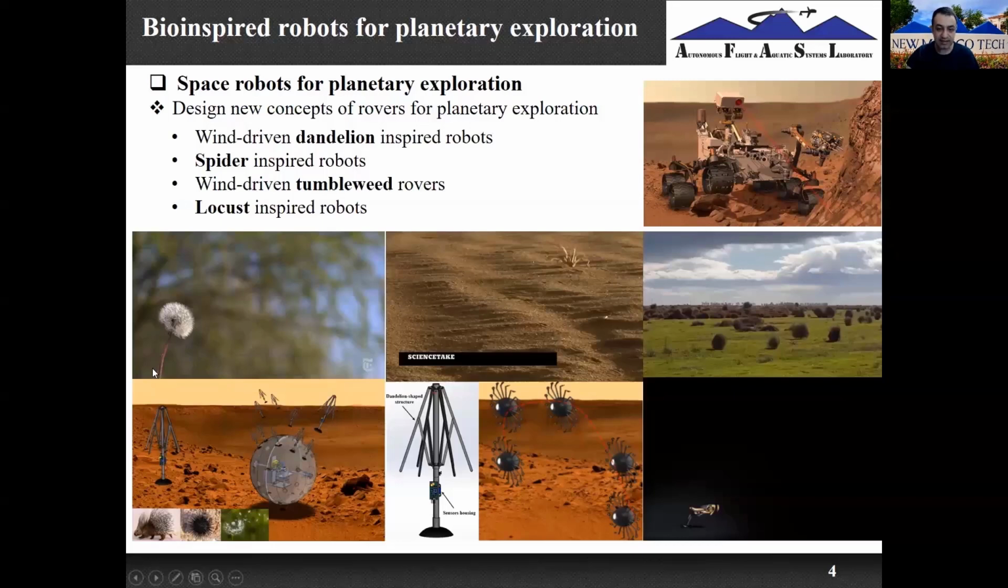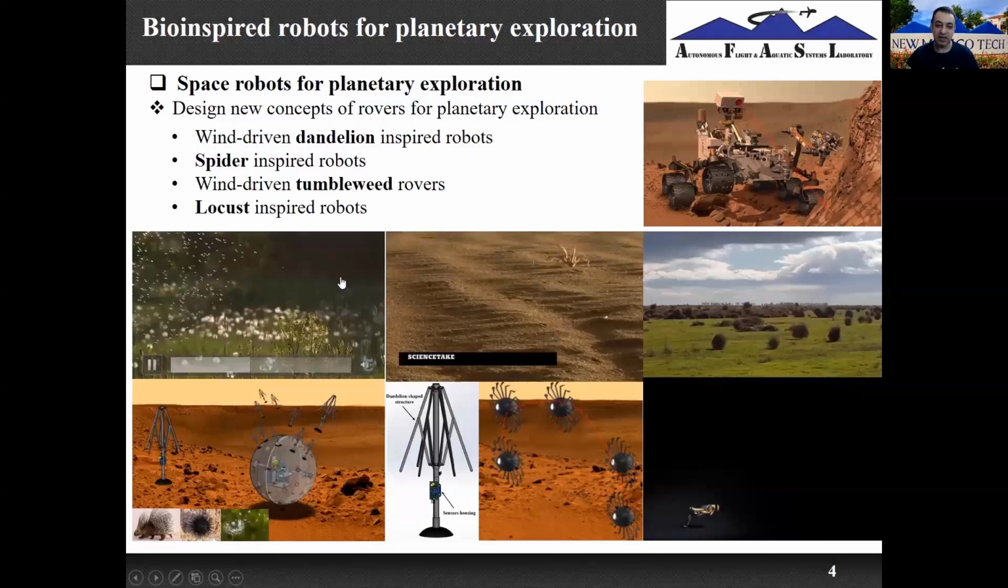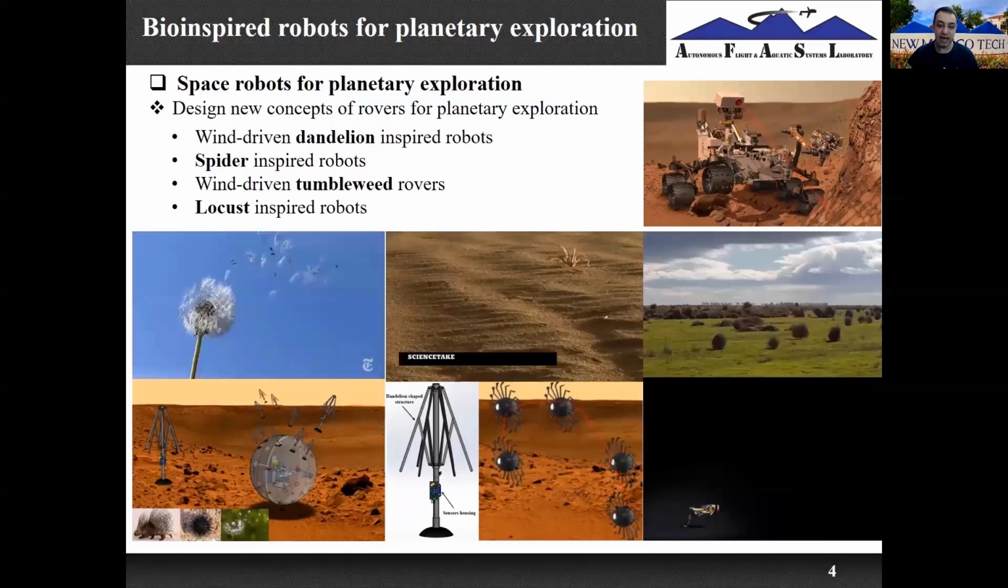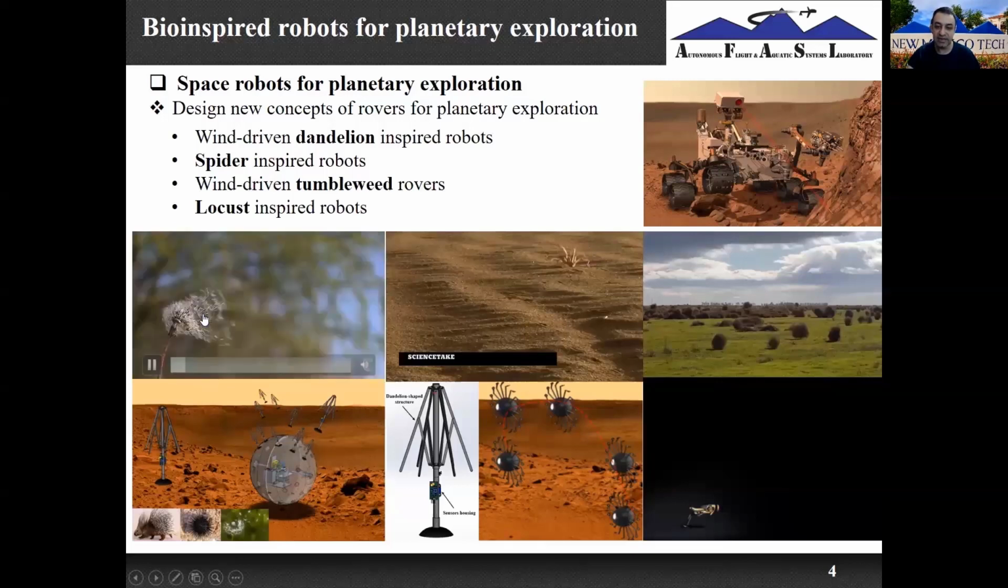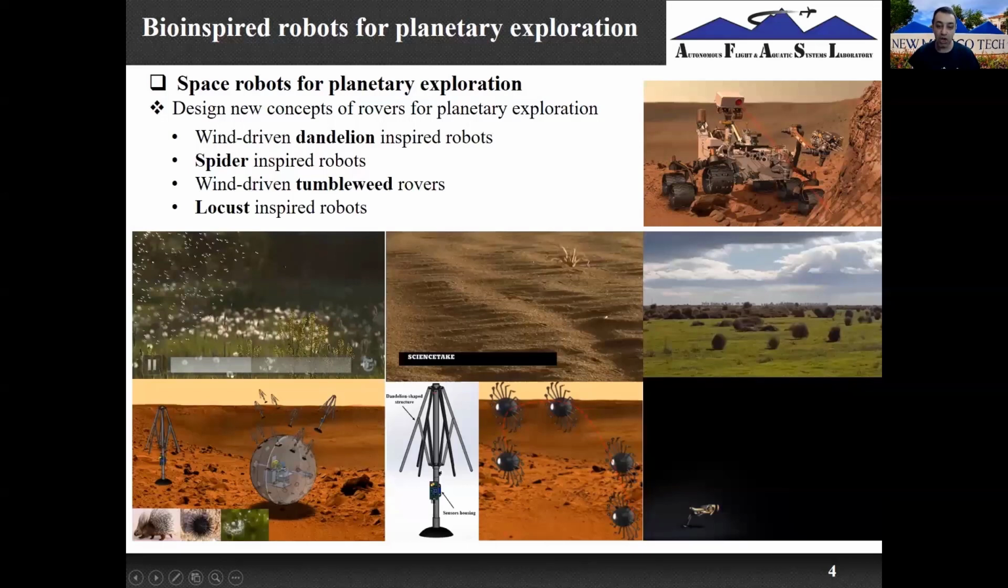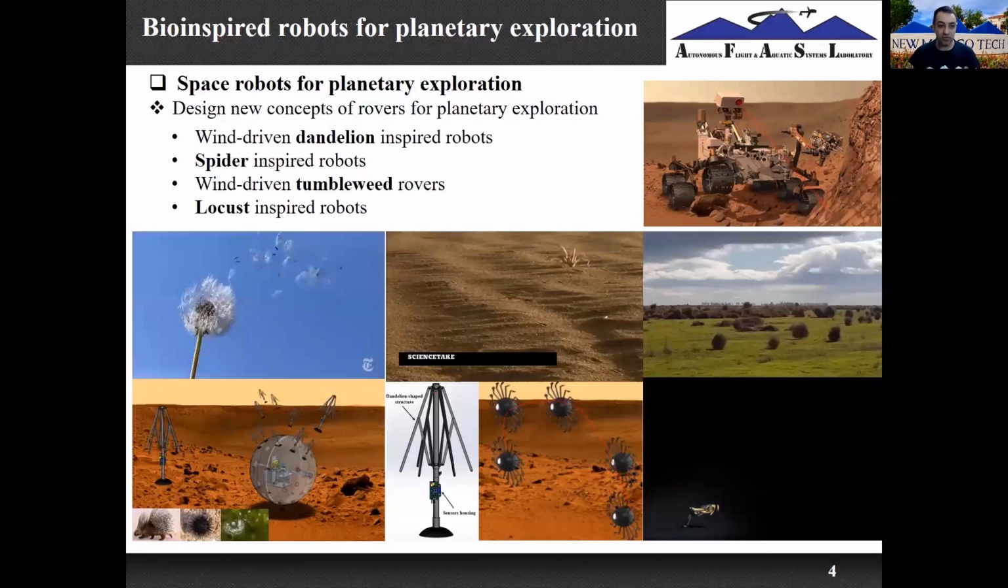If you look at the dandelion, we will see that they fly like these concepts. Dandelions are wind driven. They have a central part, and the dandelion seeds can be separated by the wind, as you can see here. Somehow, how can we design robotic or flying objects that can fly like this dandelion?